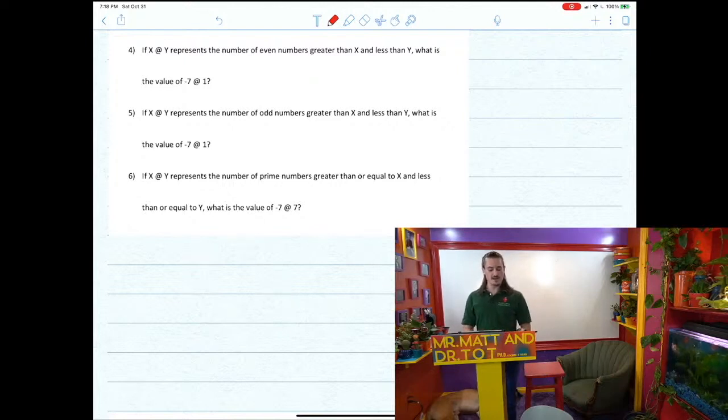Number 4 says, if x at sign y represents the number of even numbers greater than x and less than y, what is the value of -7 at sign +1? Question 5 says, if x at sign y represents the number of odd numbers greater than x and less than y, what is the value of -7 at sign +1? And number 6 says, if x at sign y represents the number of prime numbers greater than or equal to x and less than or equal to y, what is the value of -7 at sign +7? 5 minutes.